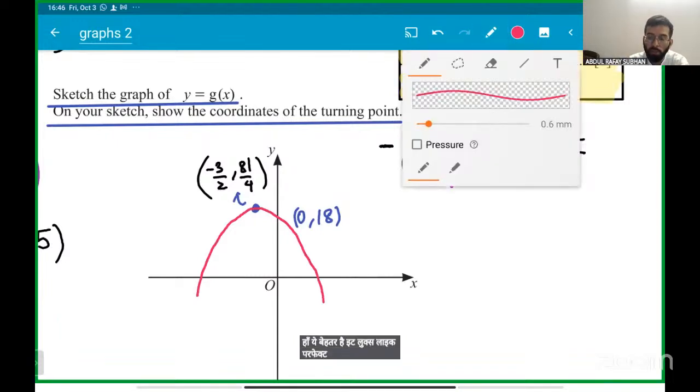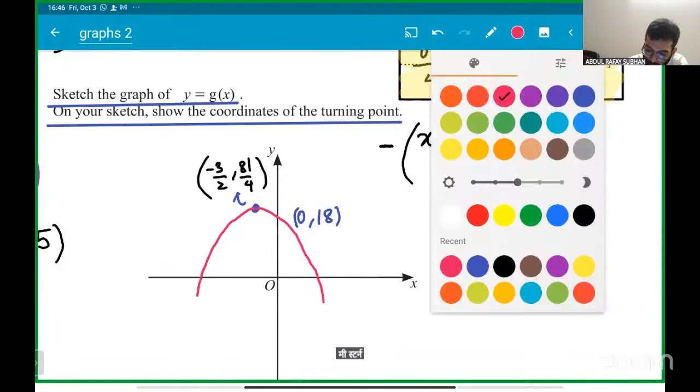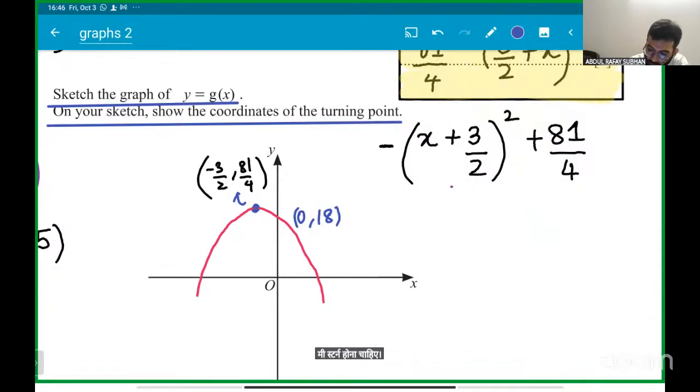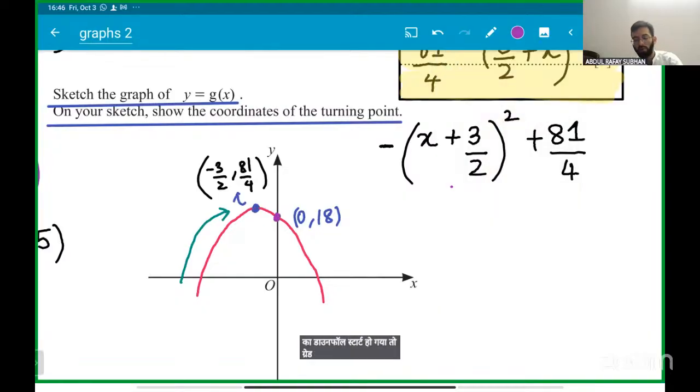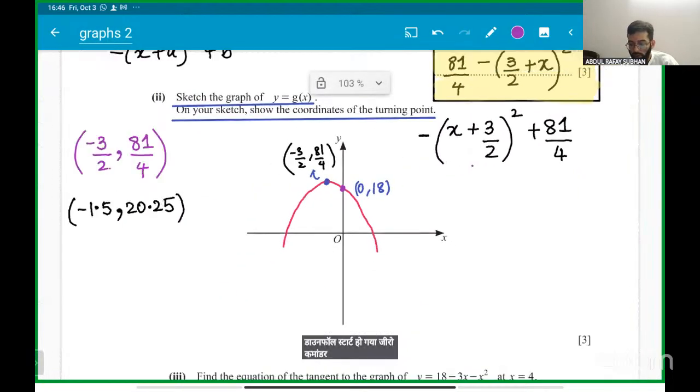देखिए, टर्निंग पॉइंट मींस टर्न होना चाहिए. The word turning point comes from turning. कि टर्न होना जरूरी है. टर्न दिखना चाहिए कि भाई ग्रेडियंट ऊपर जा रहा है, ऊपर जा रहा है, ऊपर जा रहा है, एक जगह स्टॉप हो गया, फिर ग्रेडियंट का डाउनफॉल स्टार्ट हो गया. तो ग्रेडियंट का डाउनफॉल स्टार्ट हो गया 0, 18. Everyone got it? क्योंकि ये 3 मार्क्स का है तो मार्क्स इस वाले में मिल जाएंगे.